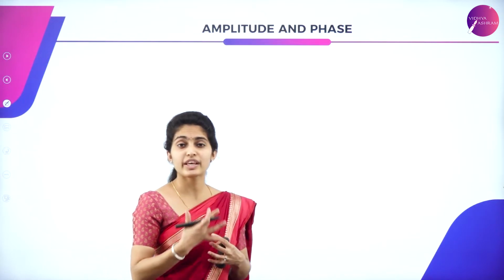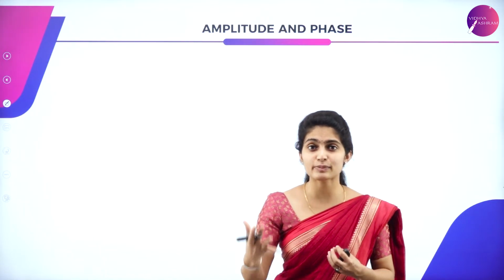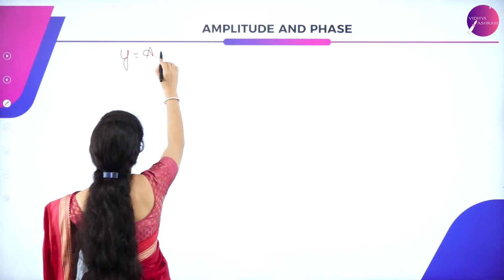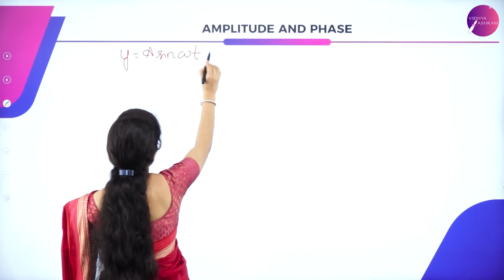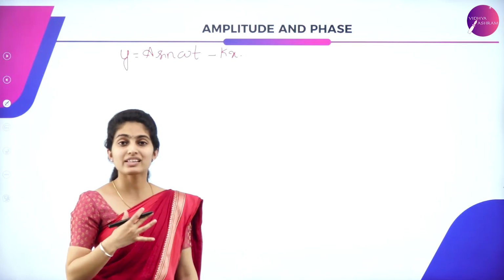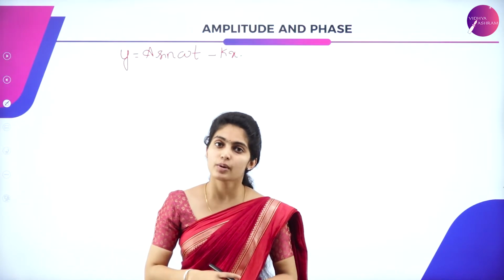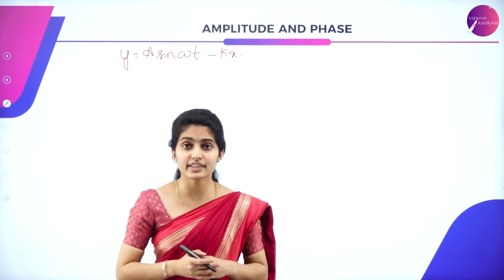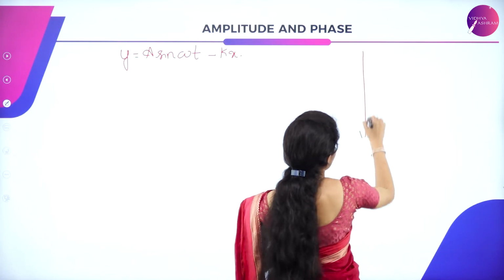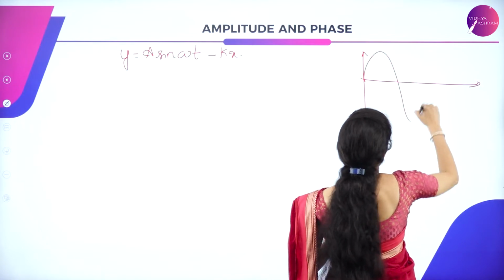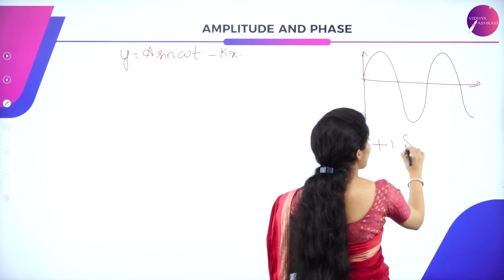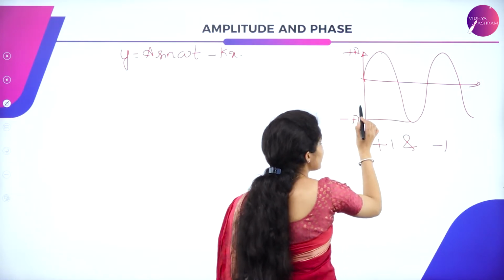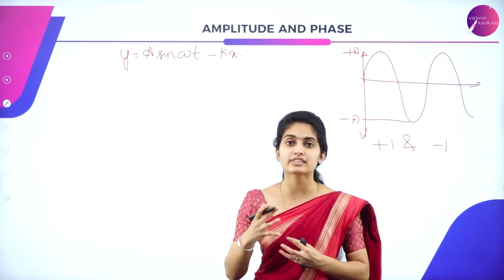You know that the displacement equation of a progressive wave can be given as y is equal to a sine omega t minus kx. So this is the displacement equation for a progressive wave, or else it can also be called the equation of a progressive wave. In this case, you all know that a sinusoidal wave is the one which lies between +1 and -1, with amplitude of +a as well as -a. These are the amplitudes as well as the values of a sinusoidal wave.